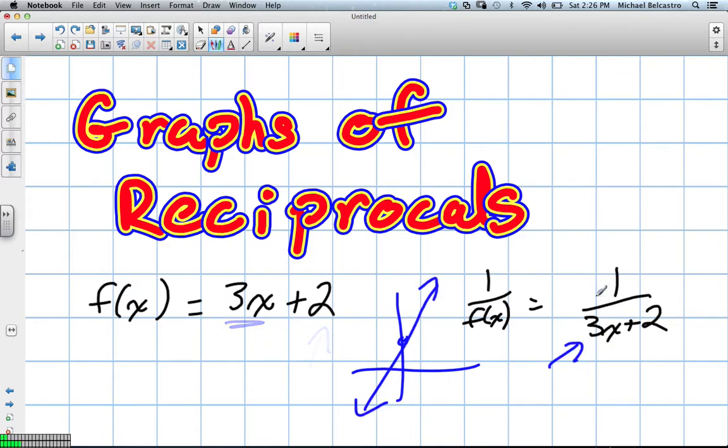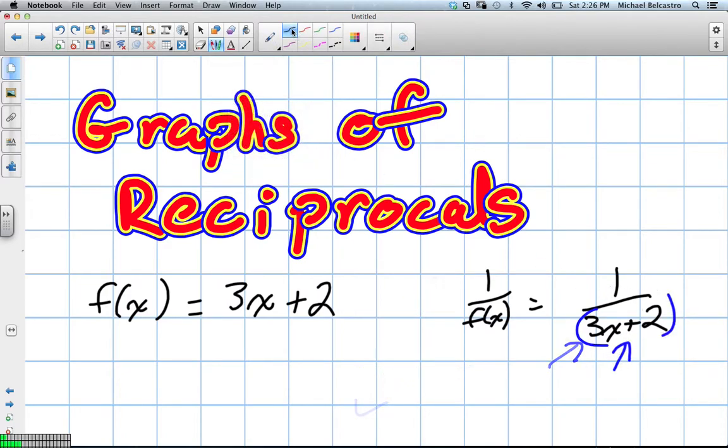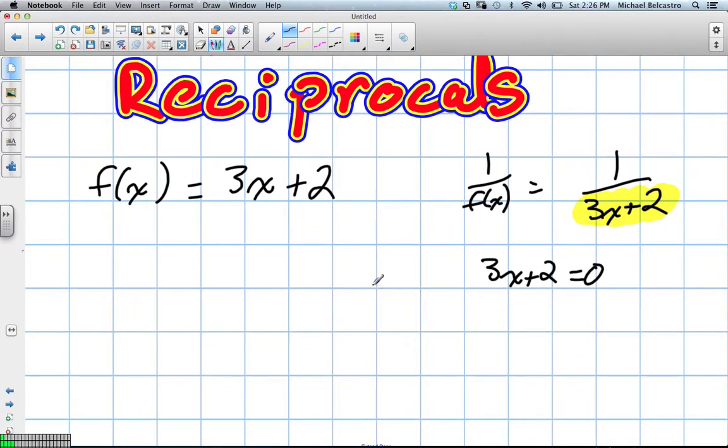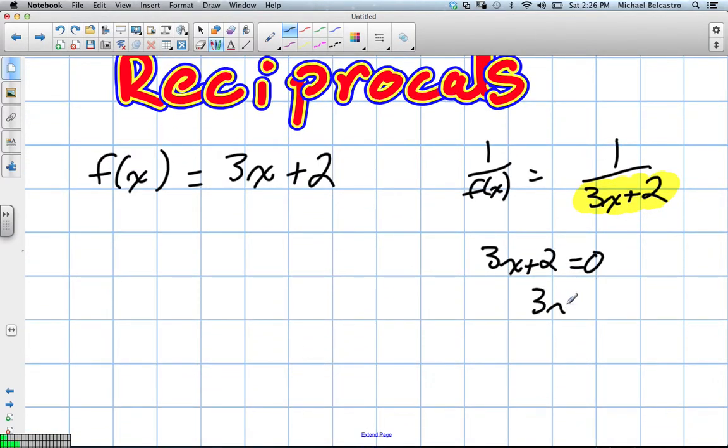This function, first of all, we know can't exist if 0 is on the bottom of this function because we can't divide a number by 0. So that means we're going to have a vertical asymptote of something. So we take the bottom of this function and we set it equal to 0. So we'll get 3x plus 2 equals 0. And we solve for at what point our vertical asymptote will exist. We bring 2 over, we get 3x is equal to negative 2. And we divide by 3, negative 2 over 3. So we have a vertical asymptote at negative 2 over 3.